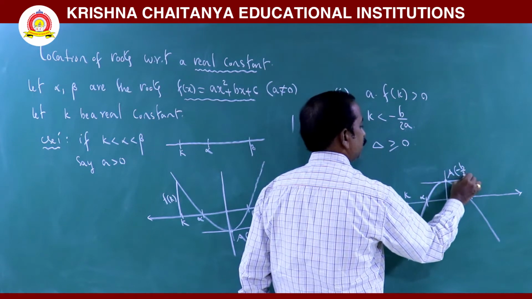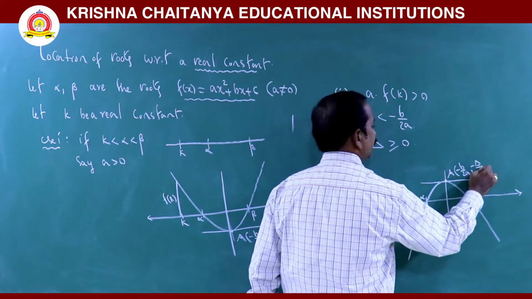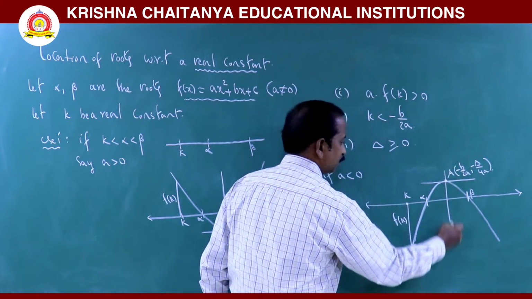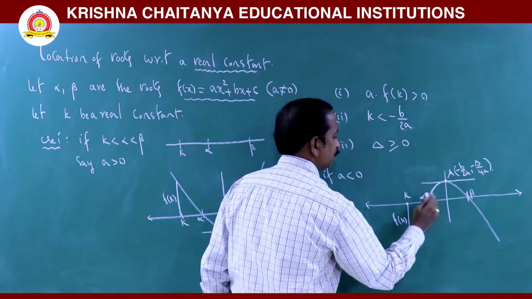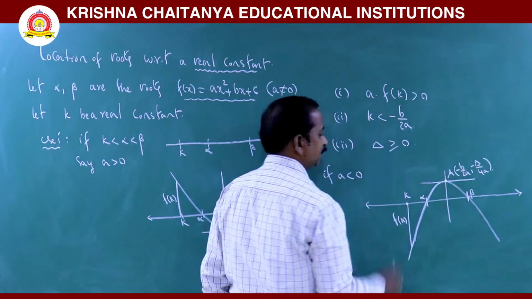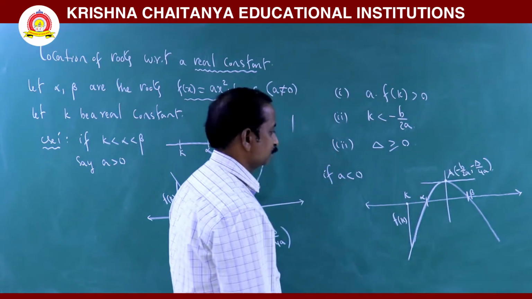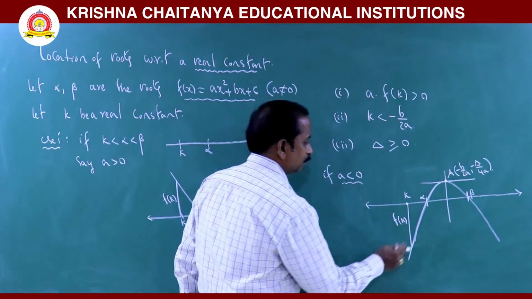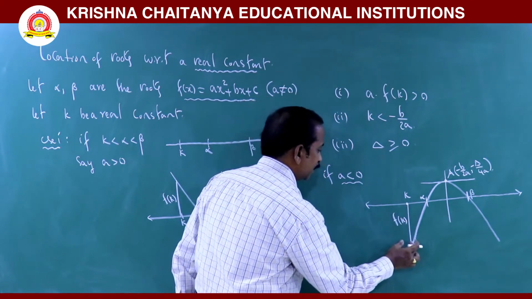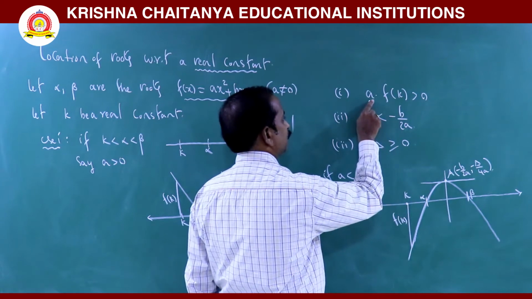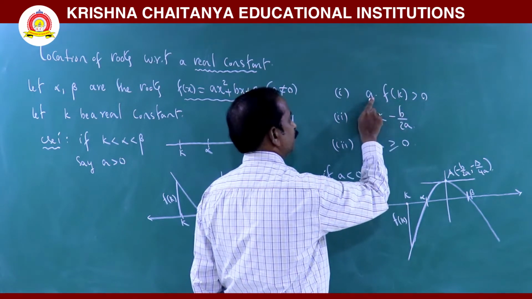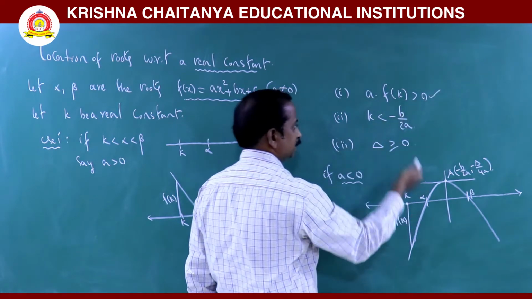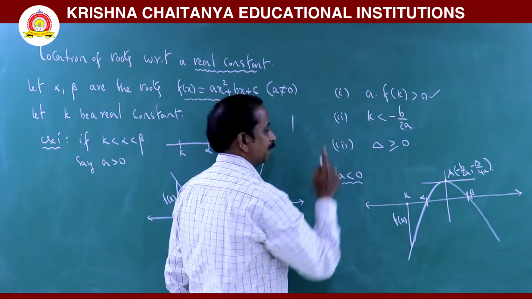Minus b by 2a comma minus delta by 4a. So this is the line x is equal to minus b by 2a because it is symmetric at that point. Now observe a negative, a negative. What is f of k? Negative. So a into f of k, negative into negative, positive. So the condition is correct.